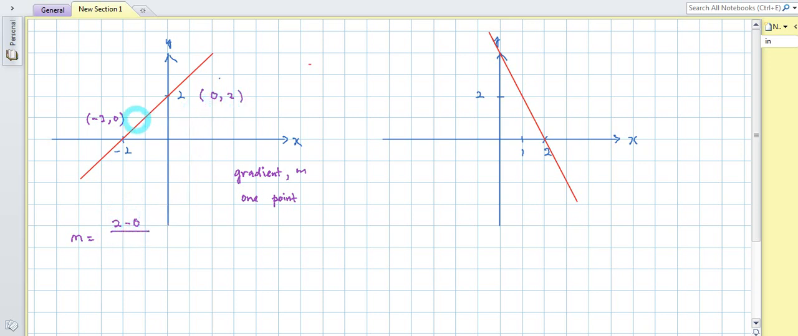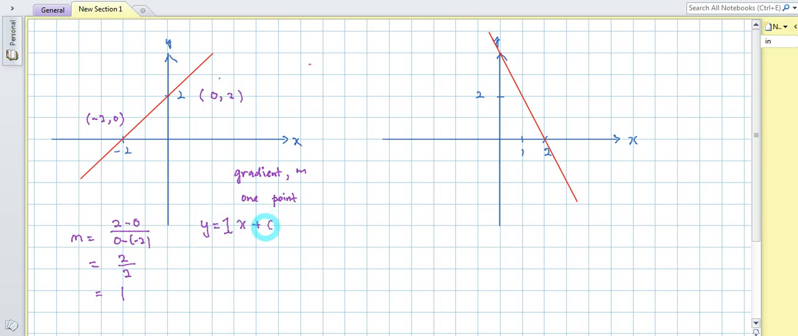Since just now I used 2 minus 0, for the x part I have to take 0 minus negative 2. And I know that since this straight line is going upward like this, the gradient should be positive. Negative, negative becomes positive, and the gradient is 1. Okay, this is a straight line, y equal to mx plus c, and the m is 1, right?